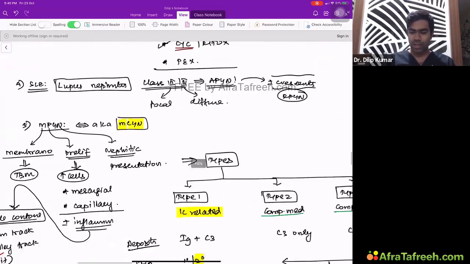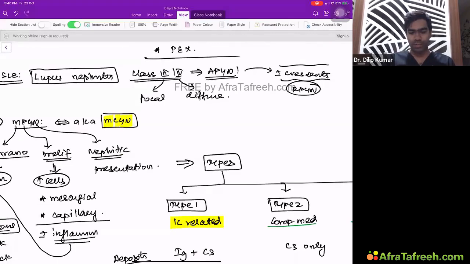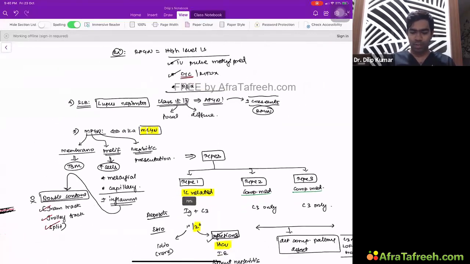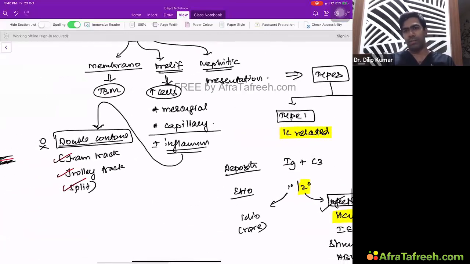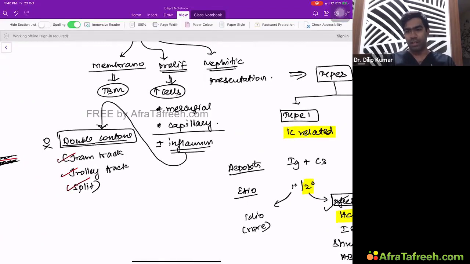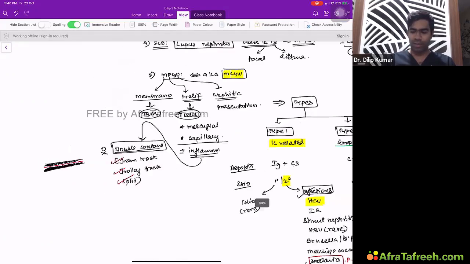Then go to lupus nephritis, class 3 and class 4, basically proliferative types. So what I'm trying to tell is in membranoproliferative, again, you are having some proliferation here. So whenever you talk about nephritic syndrome, typically you are going to call it a proliferative type of glomerulonephritis.